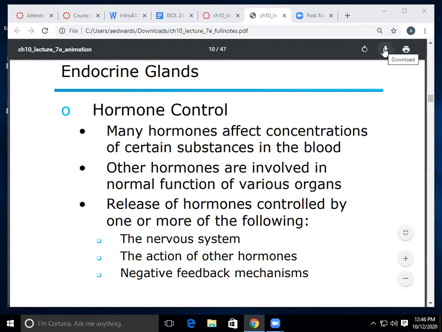All right, so we talked a little bit about peptide hormones and about steroid hormones. Let's talk about how we control these hormones. So hormones generally are going to affect substances inside the bloodstream, and they affect how much of it is in the bloodstream, whether it's going to be higher or lower.